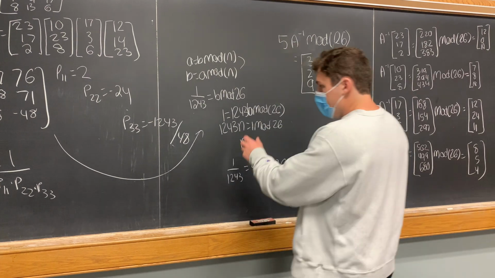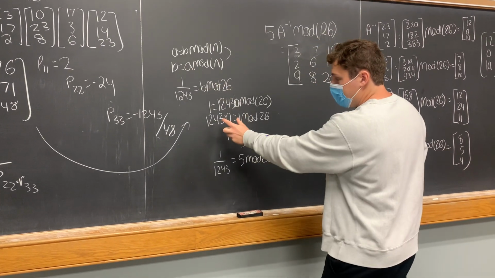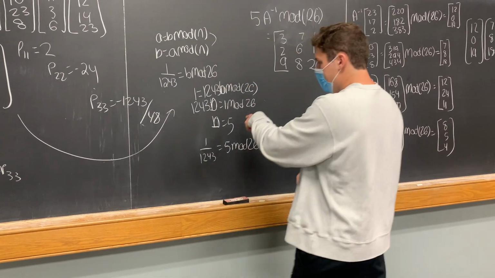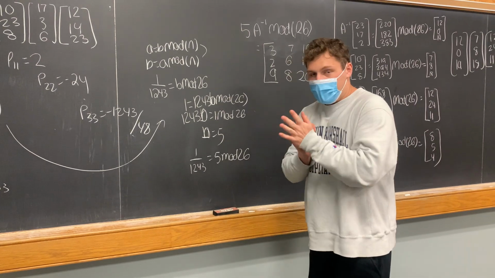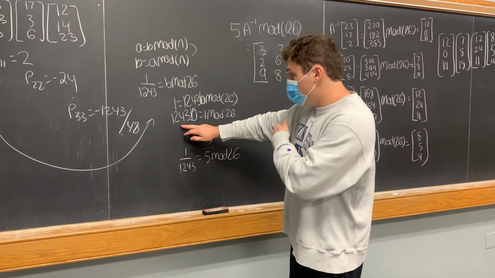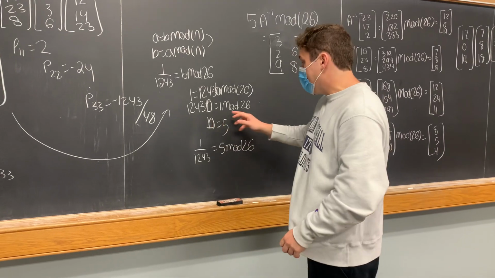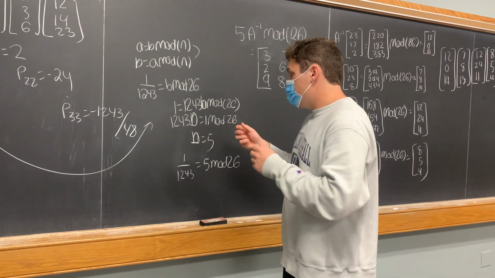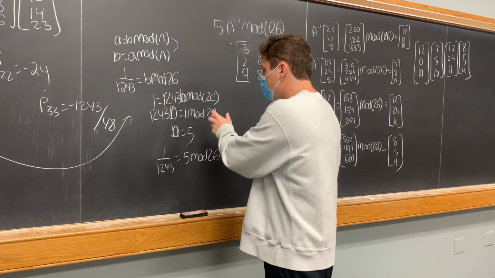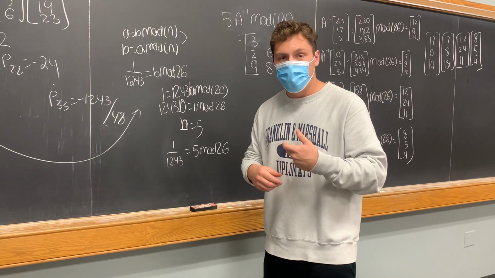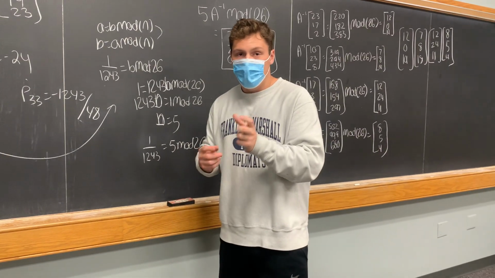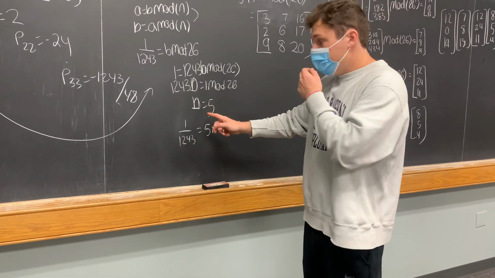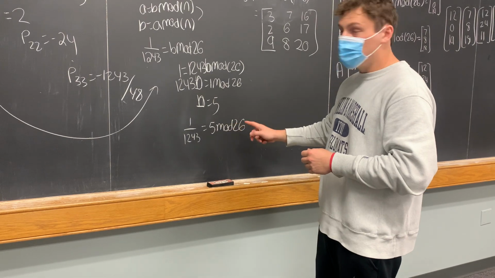Then, by the symmetric property, I can switch it around: 1243 times B equals 1 mod 26. The mod function means that I have some number, 1243, and this gets divided by 26. You can multiply 26 so many times before reaching a number, and the remainder is what your mod is. So I realized that I had a B which equals 5, so 1 over 1243 equals 5 mod 26.